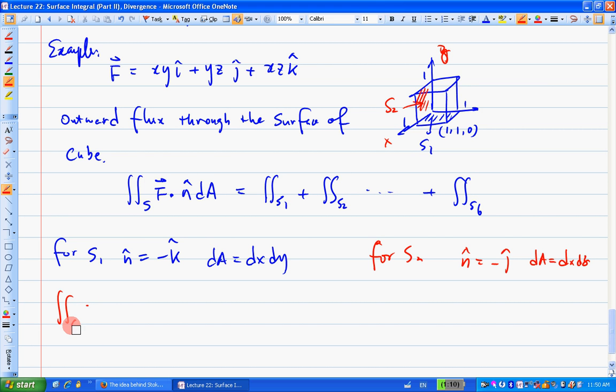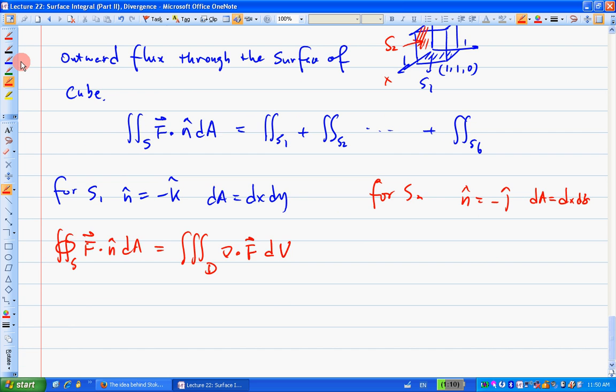Then that surface integral can be converted into a triple integral now. So I'm going to use this closed sign here because it's closed. It's D, and then del dot F dV. So that's what we're going to calculate. We're going to use this guy to calculate this guy, right? So first thing is del dot F.